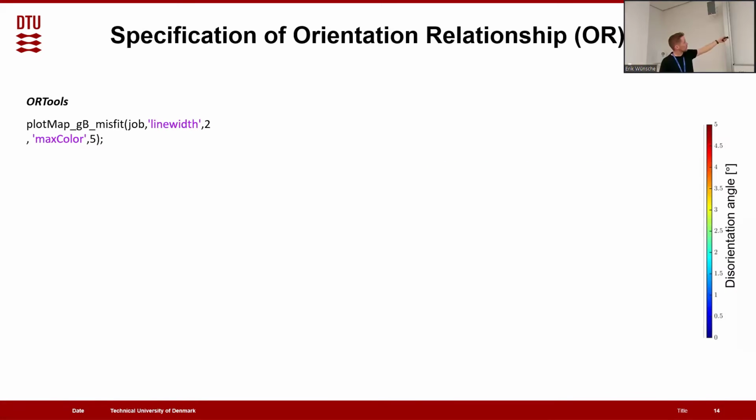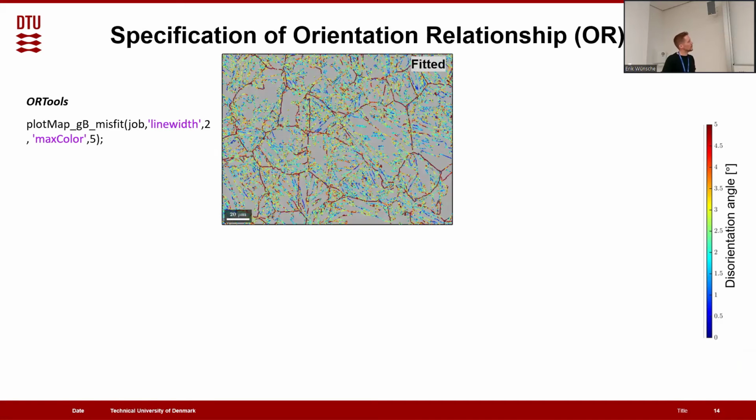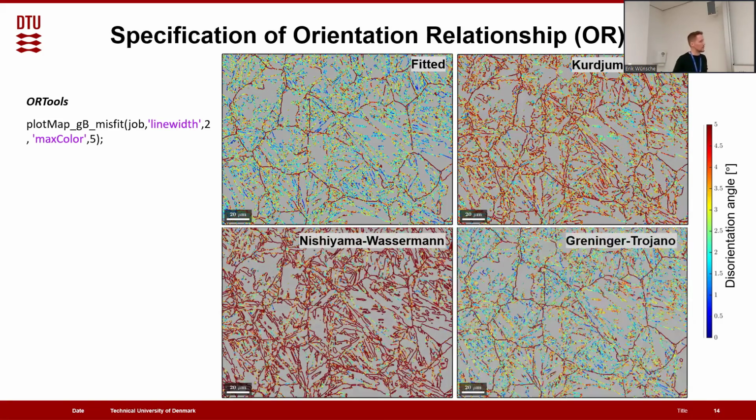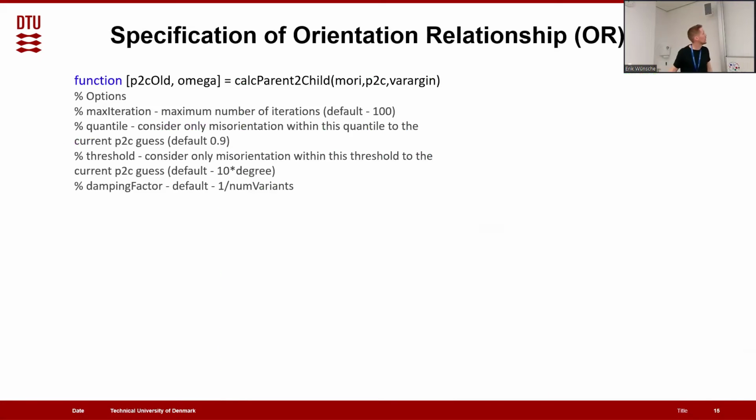Within ORTools, we have this function plotMapGBMisfit. It does the same thing, just the plots look a little bit different. So here we use a color scale to indicate the misfit. And if you then compare different orientation relationships, this one is the fitted one, we can actually see nicely the outlines of the parent grains, where, for example, Nishiyama-Wassermann or Kurdjumov-Sachs, not so much. So this would not lead to good reconstruction, for example. And this is something you should visually check when you do a reconstruction. How well does the orientation relationship actually outline the grains that I want to reconstruct?